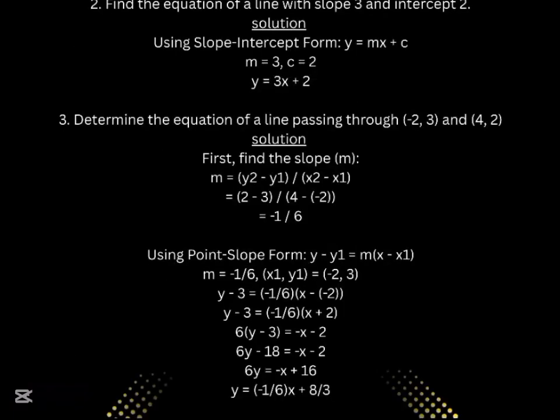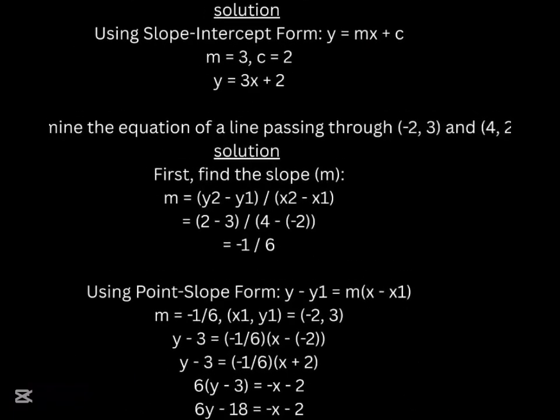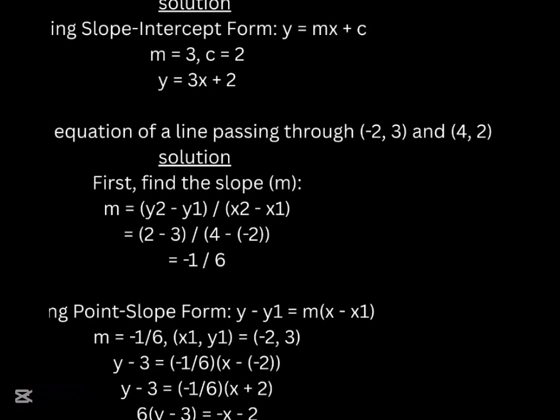Now, we are asked to determine the equation of a line passing through the points (-2, 3) and (4, 2). In this case, you want to observe that your slope was not given to you directly. What do you do? You have to find your slope first, which is m, so that you can now input it in your point slope form to get the equation of the line.